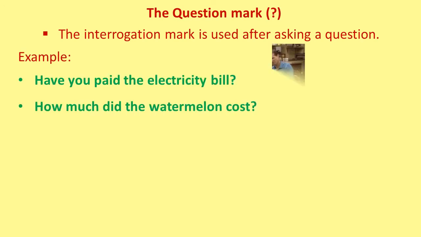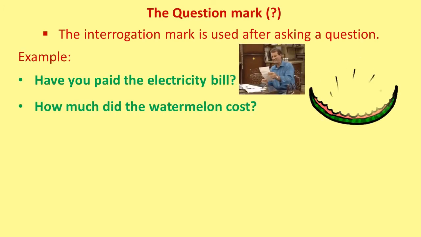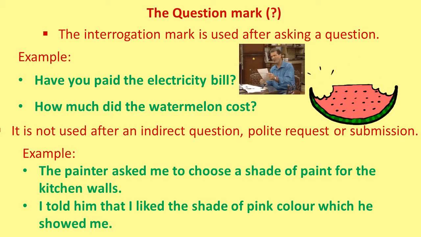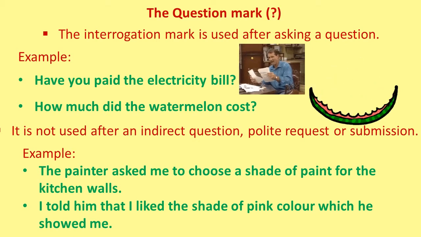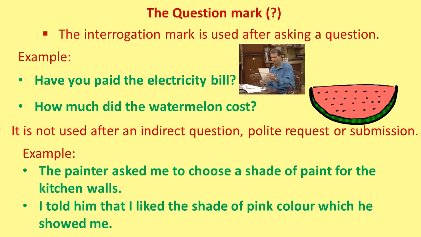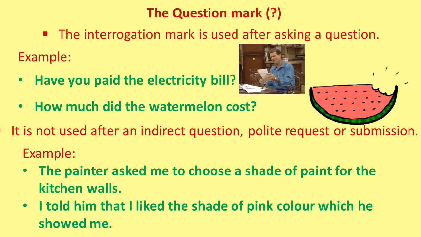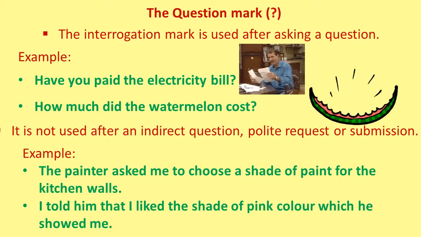Next, we have the interrogation mark or the question mark. The interrogation mark is used after asking a question. For example, have you paid the electricity bill? Or, how much did the watermelon cost? But please note, it is not used after an indirect question, polite request, or submission. For example, the painter asked me to choose a shade of paint for the kitchen walls. Or, I told him that I liked the shade of pink color which he showed me.